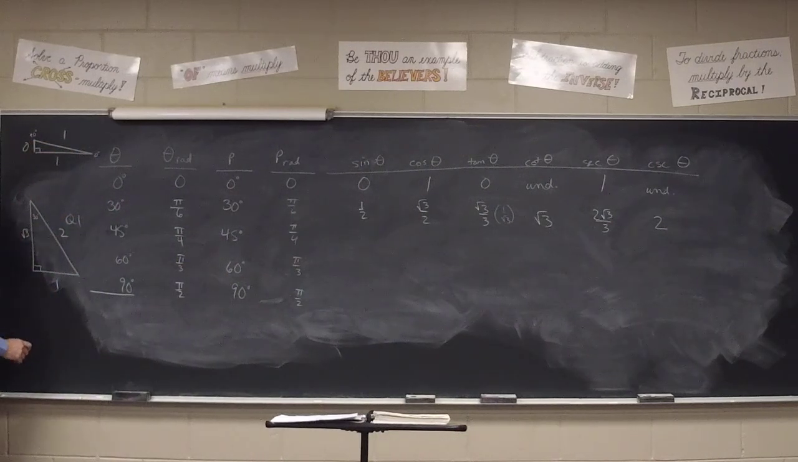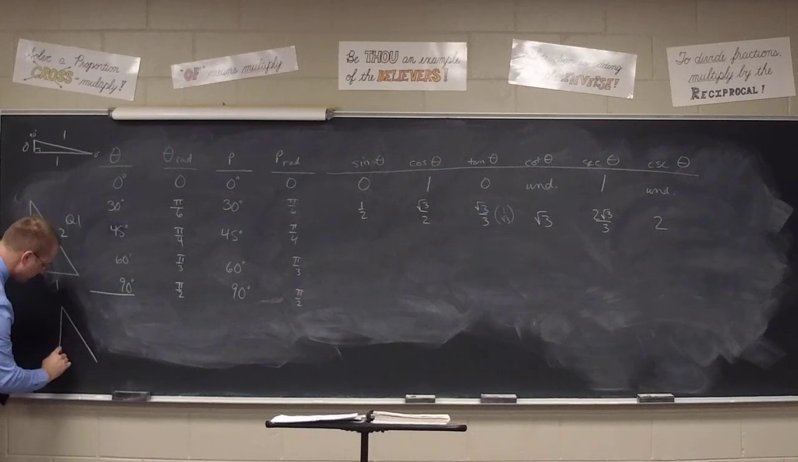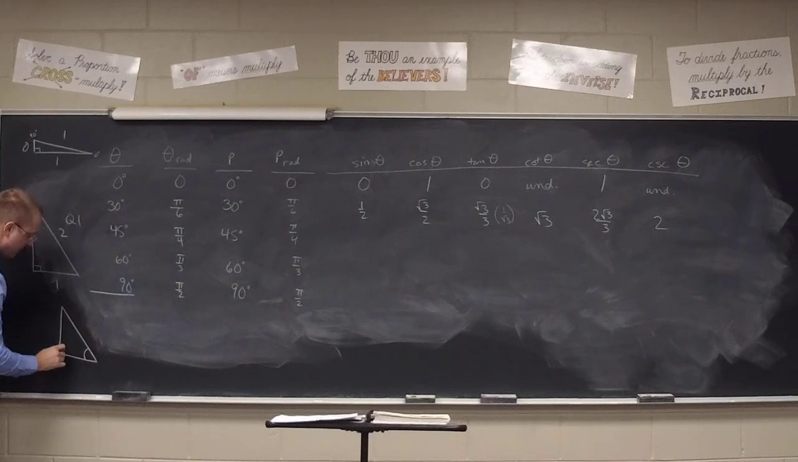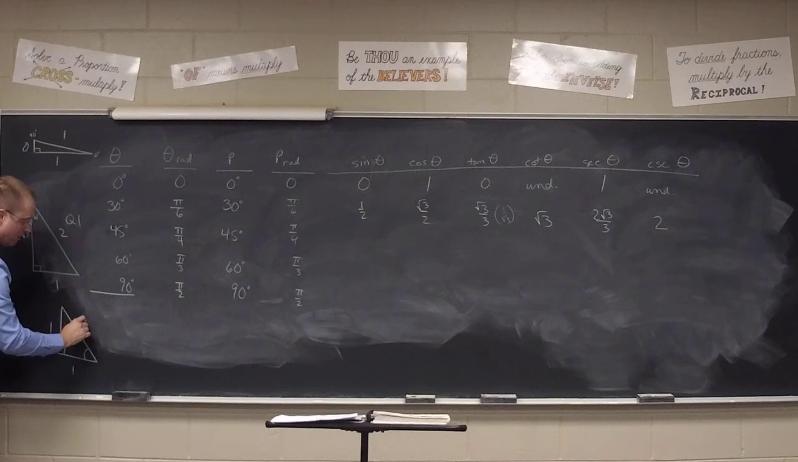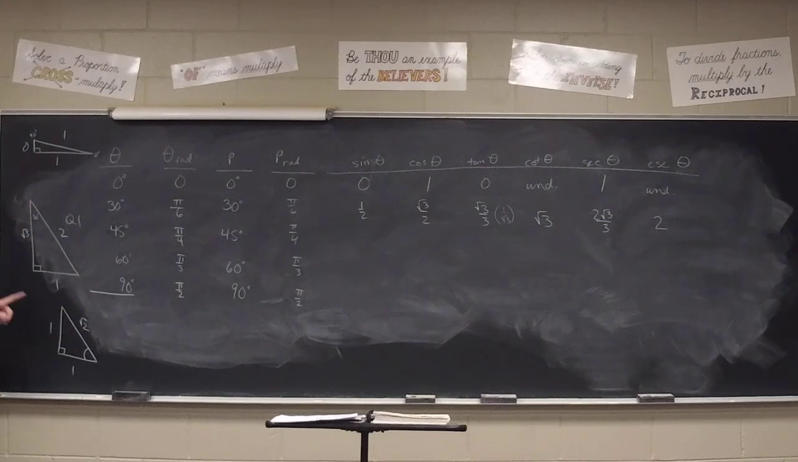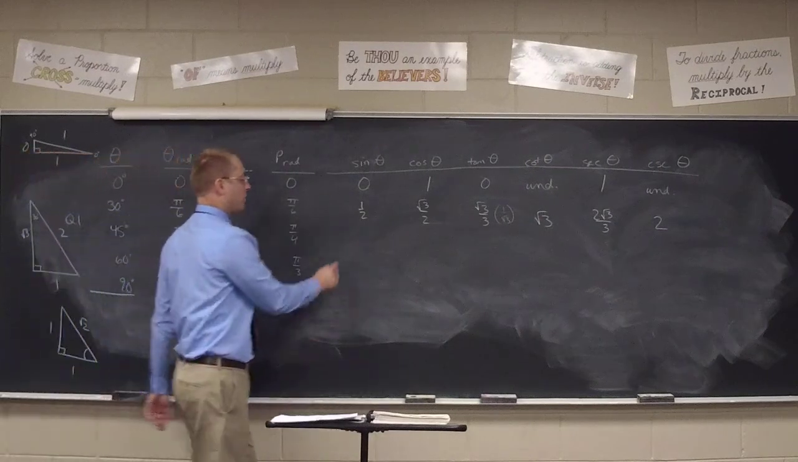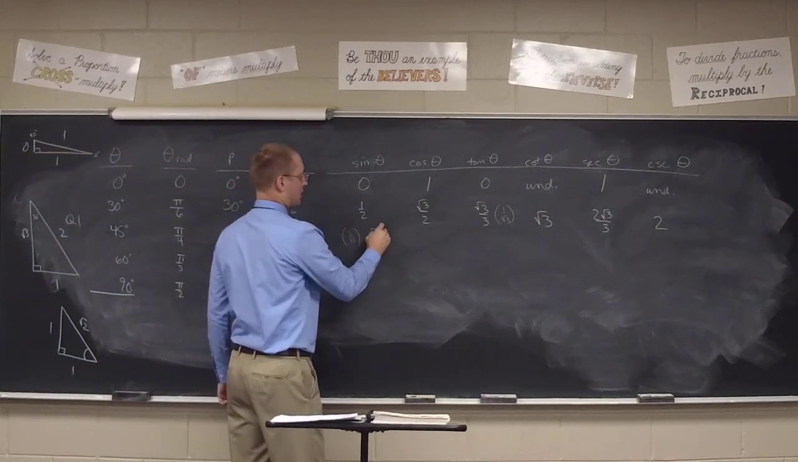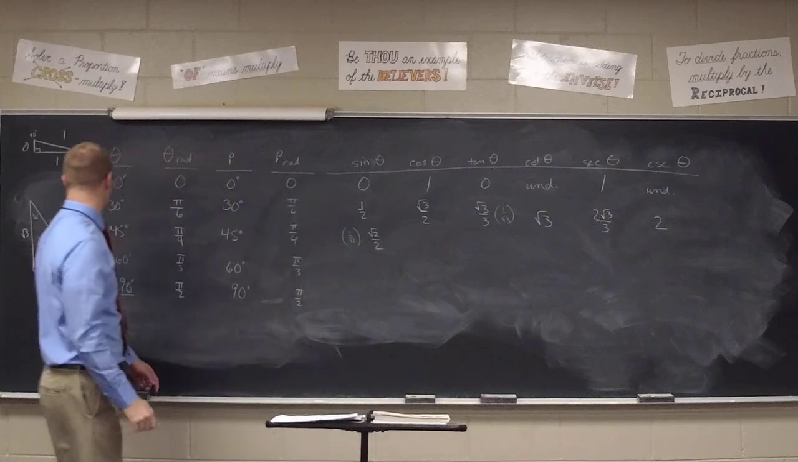45 degrees. Doesn't really matter which of them you look at. The legs are the same anyway. There's the square root of 2. What's the sine of 45 degrees? 1 over square root of 2, which becomes square root of 2 over 2. Cosine of 45.